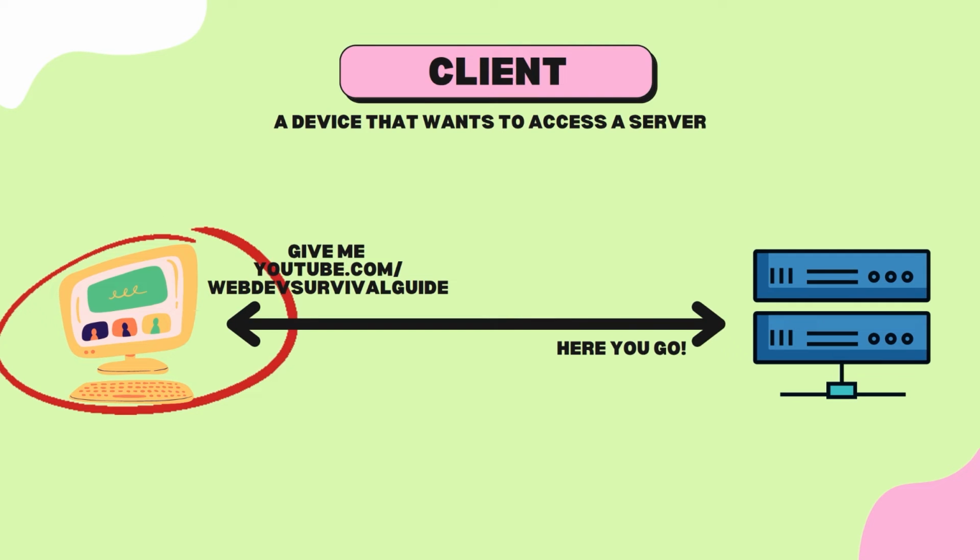A client is a device that wants to access a server. It's going to be where the request originated. This is your laptop, your phone, your gaming console, whatever. Here's an example of us trying to access my YouTube channel. You go on your computer and you say, give me youtube.com/webdevsurvivalguide. The request is sent over to YouTube server, and in turn, YouTube server says, okay, here you go, and it sends you back the web page for my channel.